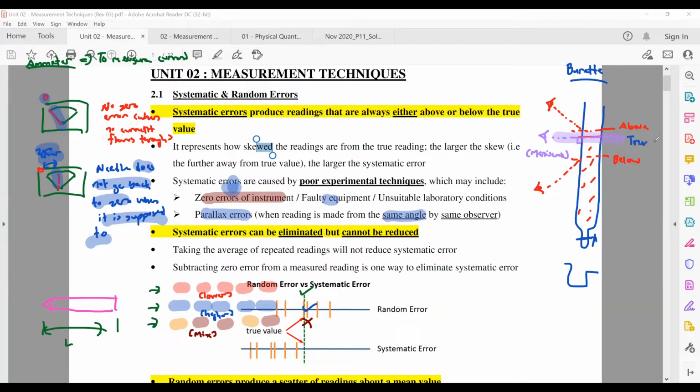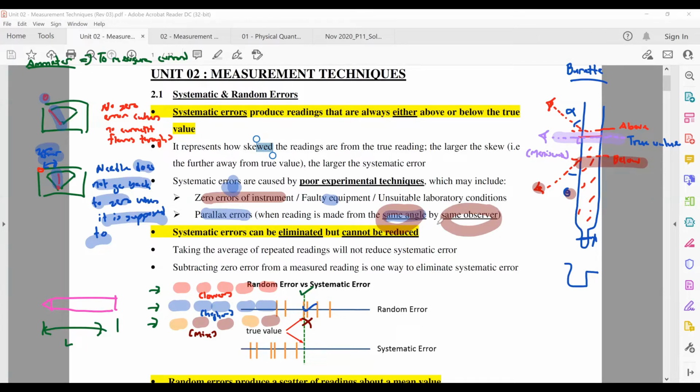Okay, so if you are reading it at an angle, maybe angle theta or angle alpha here, it will cause you to have a reading that is above and below your true value. Okay, so if your measurements are always taken by the same observer at roughly the same angle like the ones here, your readings will always be below your true value. So you will get systematic error here.